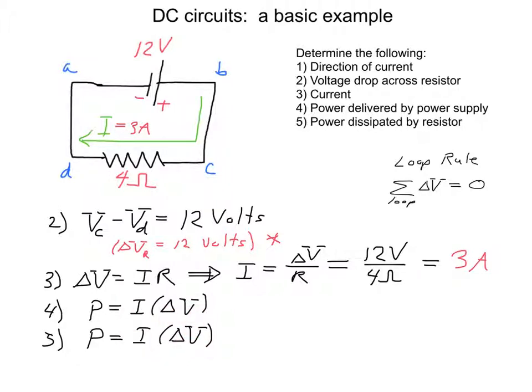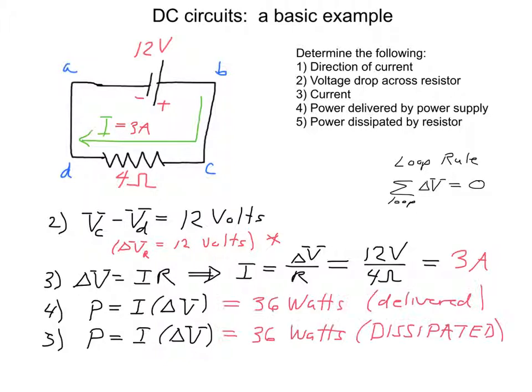However, the interpretation is going to be slightly different. Since we have a voltage gain across the battery, or across the power supply, we're having power delivered by this power supply when we use the I delta V form. We have a voltage drop across the resistor. Power is being dissipated. So in both cases, we have 3 amps times 12 volts, which gives us 36 watts. And again, that's 36 watts delivered by the power supply and 36 watts dissipated by the resistor.